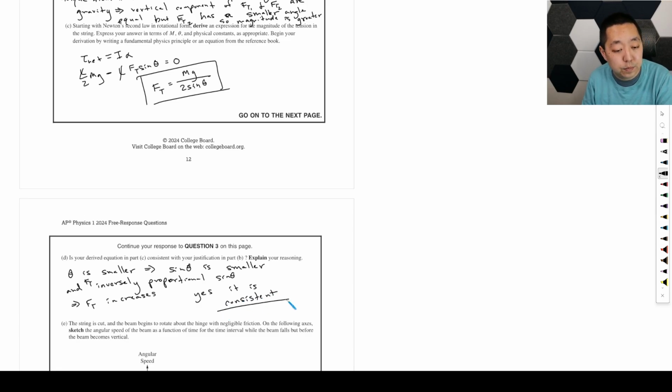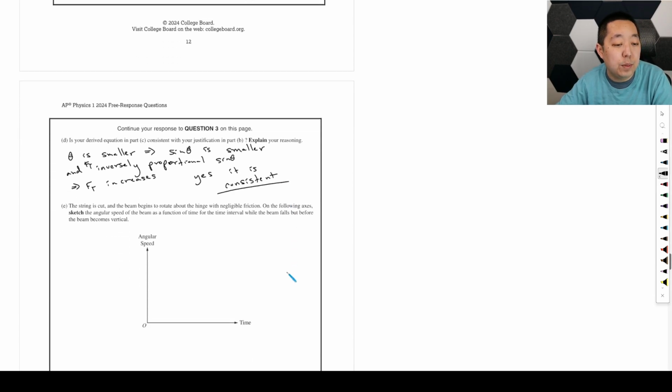The string is cut and the beam begins to rotate about the hinge with negligible friction. On the following axes, sketch the angular speed, which means we don't care if it's positive or negative, as a function of time for the interval while the beam falls, but before the beam becomes vertical. Now, this one's probably the trickier part of this.